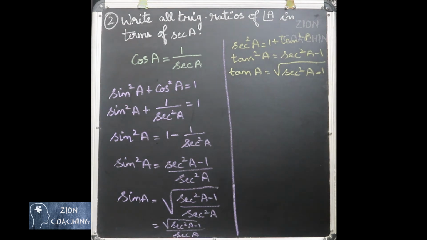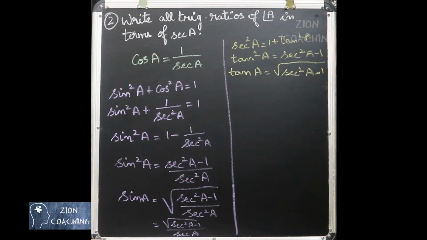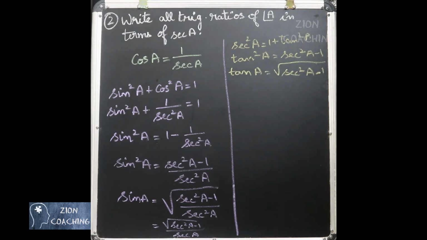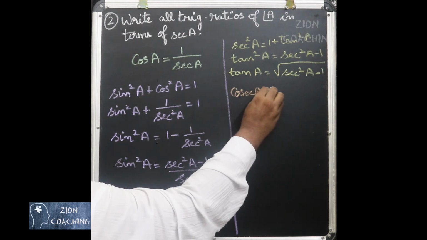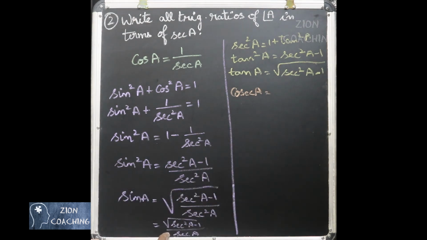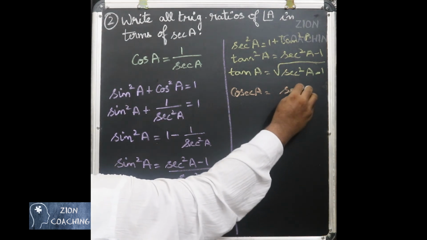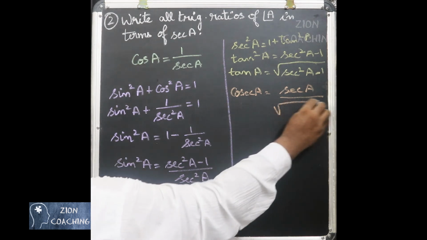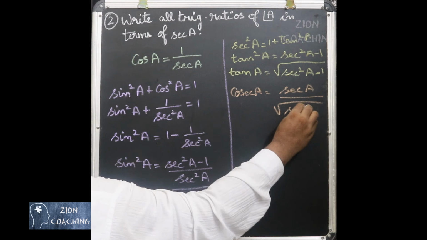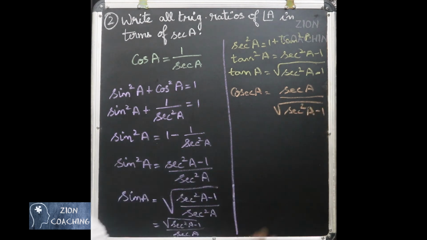Then we have to write what is cosecant A. Cosecant A is the inverse of sin A. So if you want to write cosecant A in terms of secant A, it is just going to be the inverse of this, because cosecant is nothing but the inverse of sin A. So we are going to have secant A by root of secant squared A minus 1.